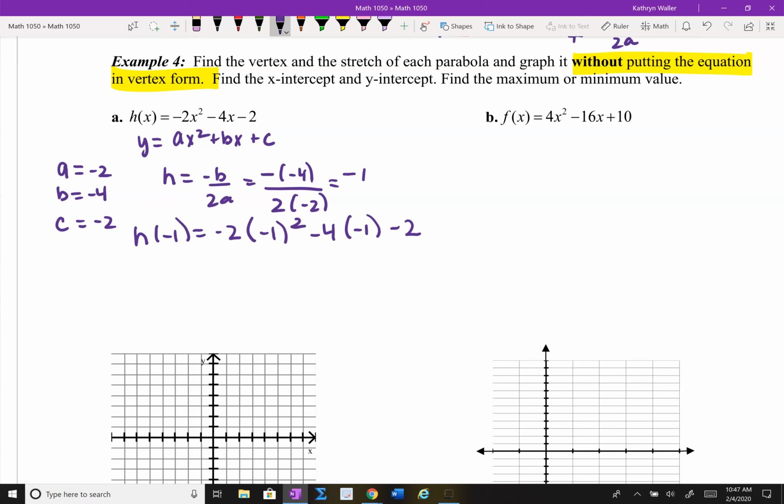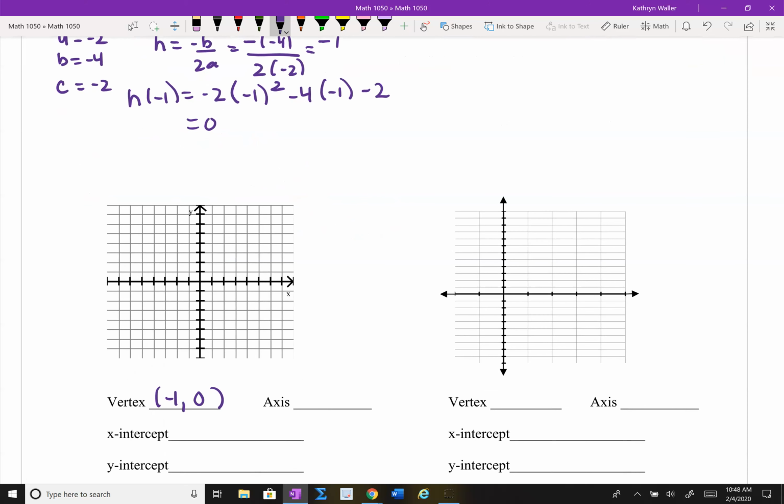Okay, who says, I got 0? Let me see. Okay, do you have to do that? Nope, but I think it's going to save you time eventually. We're going to do this more and more and more. So what that tells me is that my vertex is -1, 0.